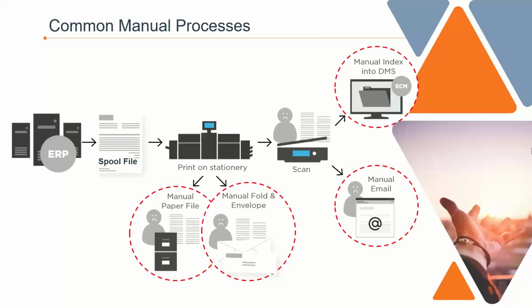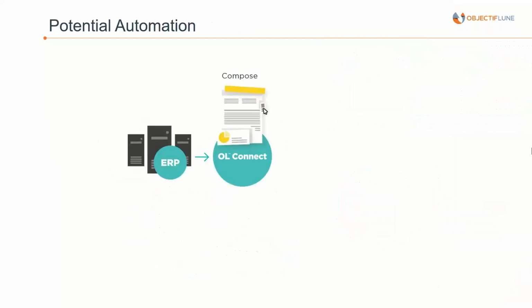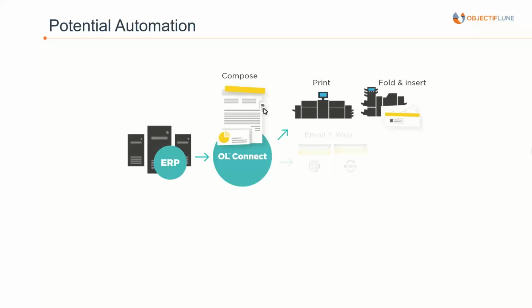So it's these manual document processes where we provide automation. The potential automation that we offer is you keep your system exactly as it is today, your ERP system or whatever legacy system you are using. We then grab the data from it in our software. We can then compose a document, and that document can be for printed purposes, digital printing. It can also drive finishing equipment. We can then create either an email or a web version of a document.